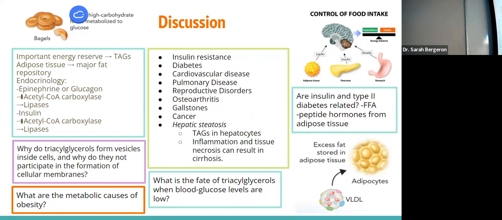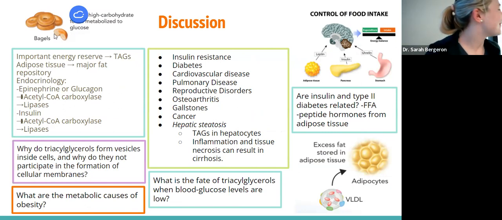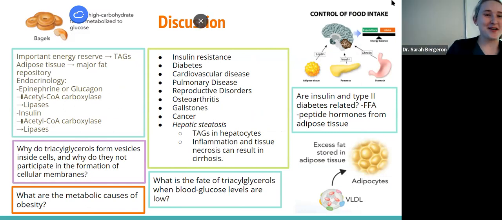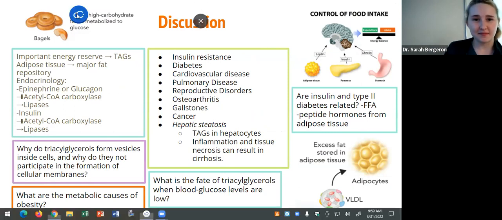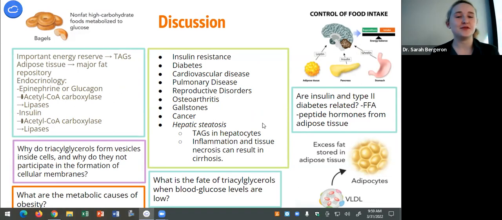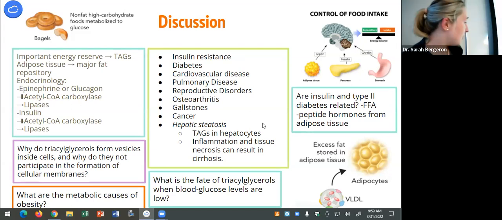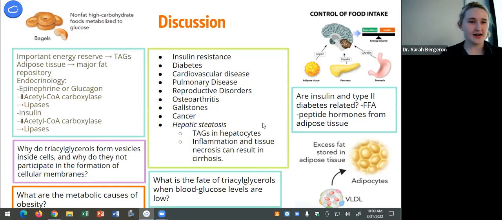Okay, so in the top left corner, I put a picture of the bagels. Can't really see it, but then we know that that's when we have high carbohydrate, well, non-fat, high carbohydrate foods metabolize to glucose. And then you can see in the bottom right-hand corner, we could see the triacylglycerols get packaged into our VLDLs, and that leads to excess fat storage in our adipose tissue. So I just wanted to kind of keep that big idea in mind.